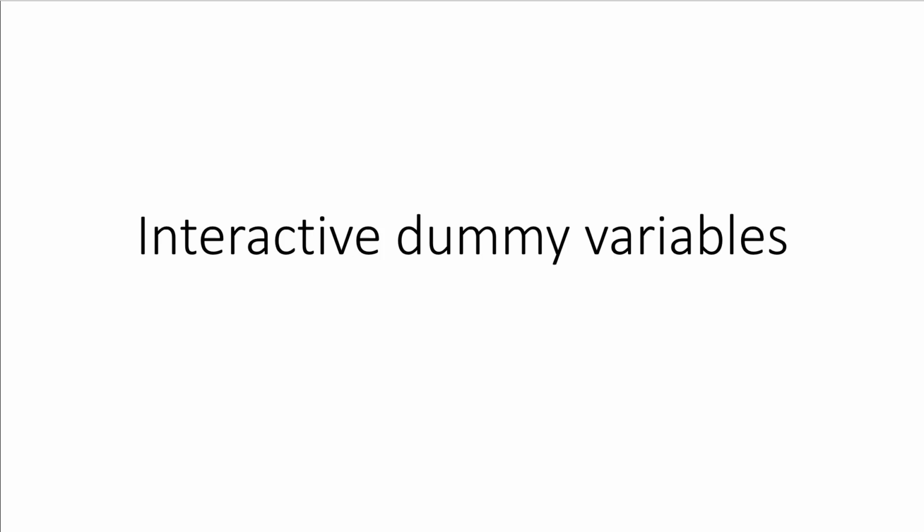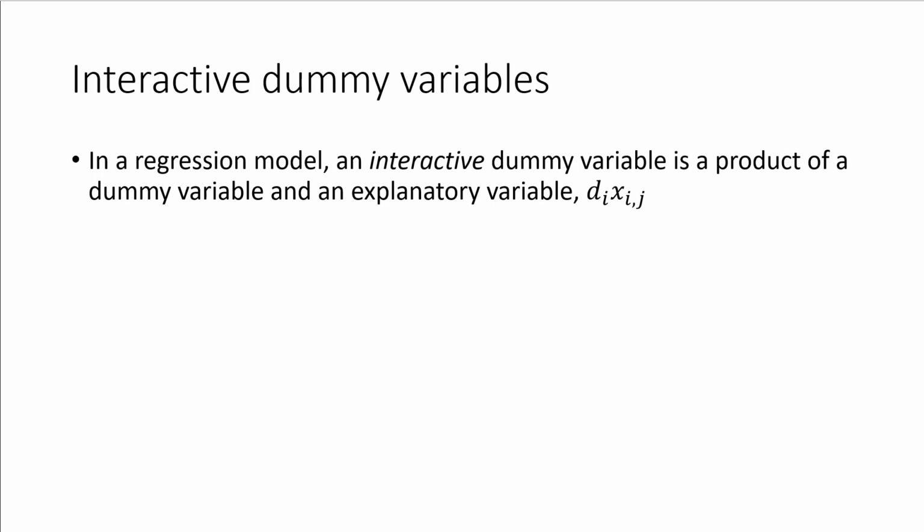So remember, an interactive variable in econometrics is nothing but a product of two existing variables. So an interactive dummy is a product of a dummy and an ordinary variable. So here's the definition. You take the product of a dummy variable di and an explanatory variable xij, where j is any number from 2 to k. Since di can take the value 0 or 1, this interactive dummy variable can take the value 0 or xij.